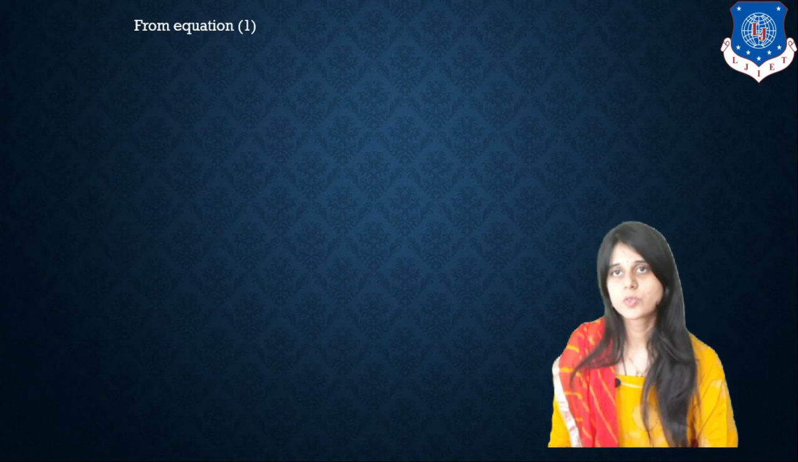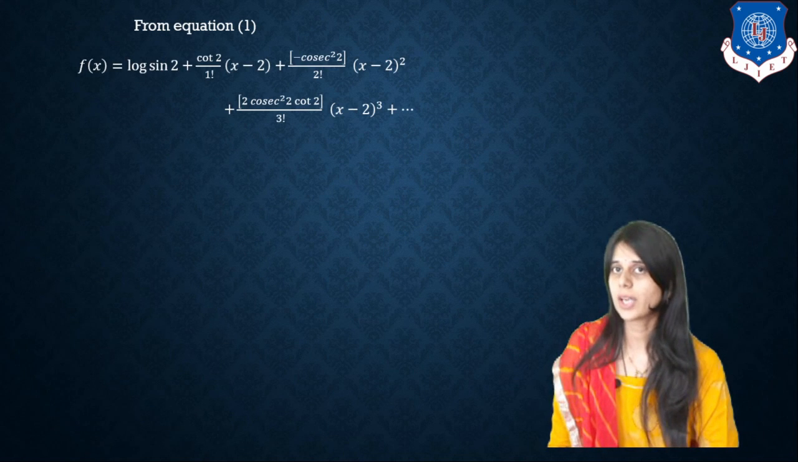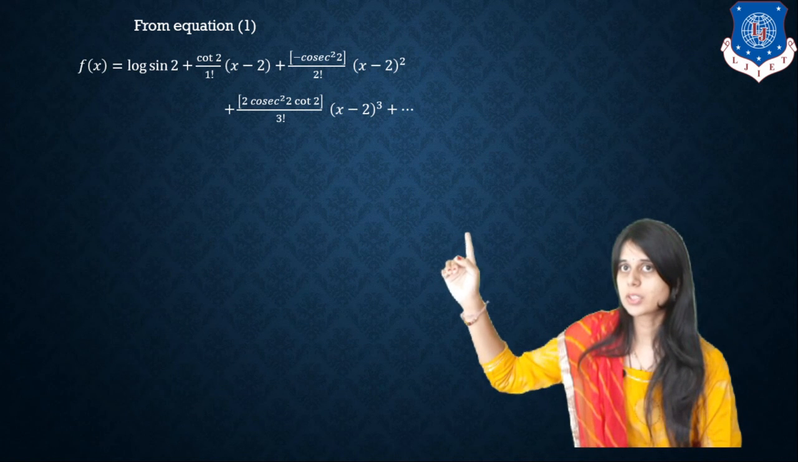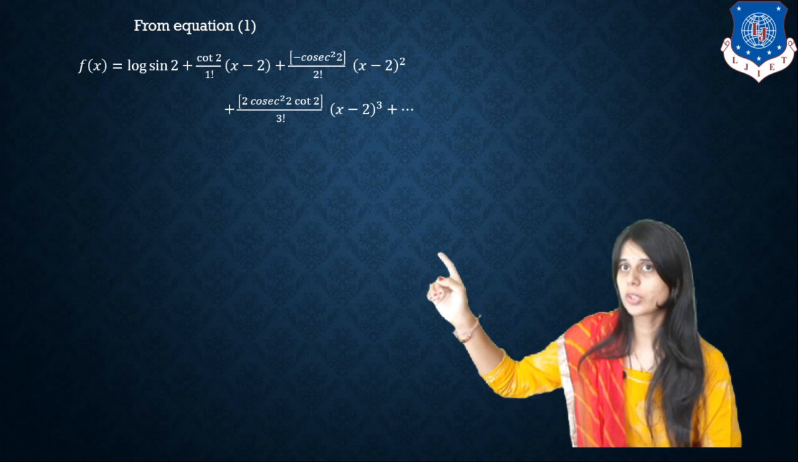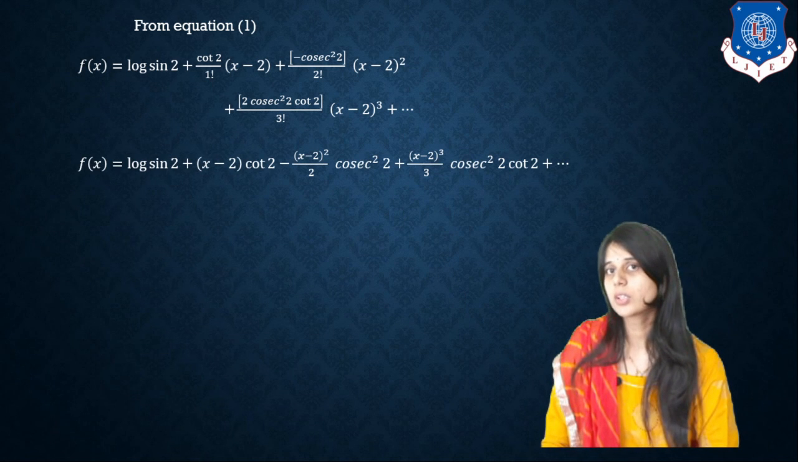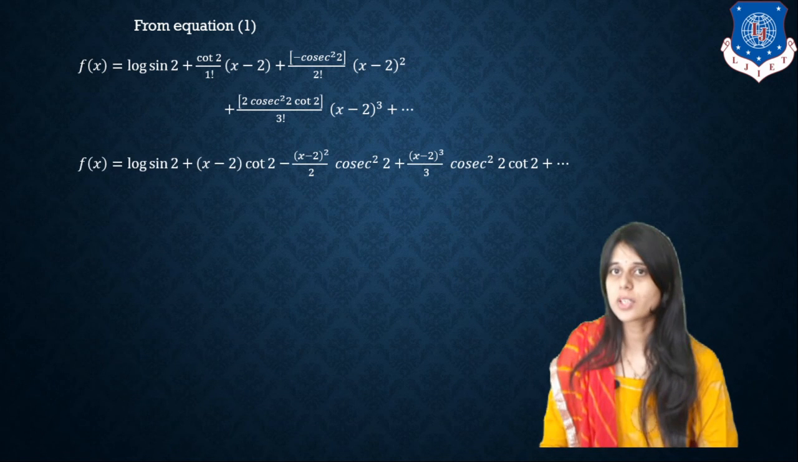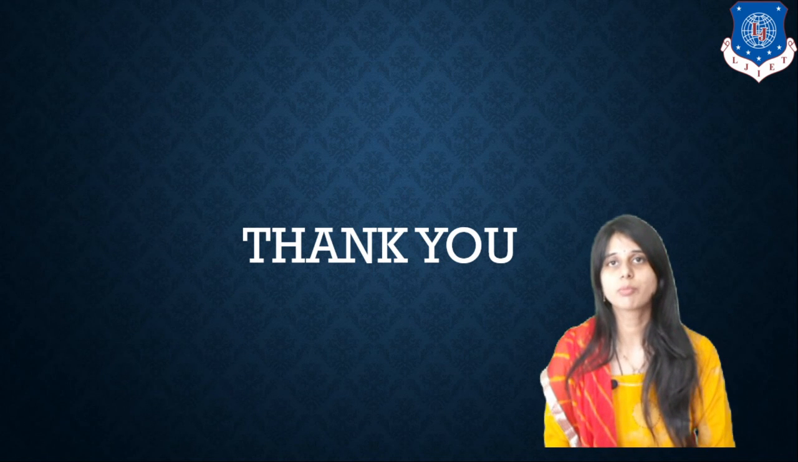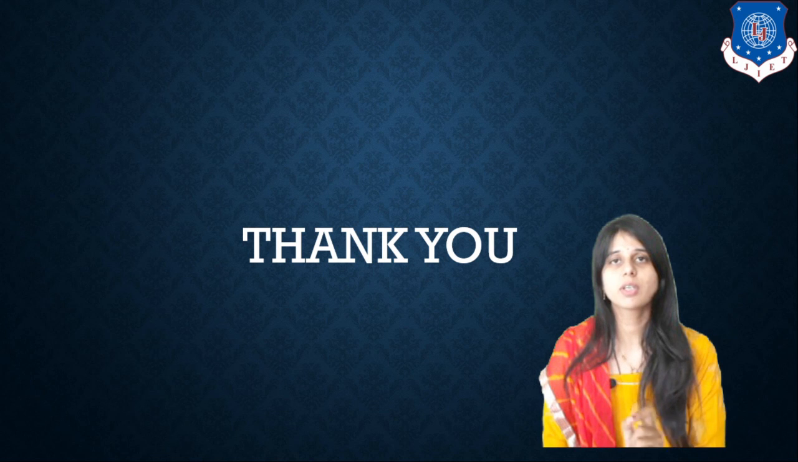So put all the values in the series. We get log sin 2, plus cot 2 upon 1 factorial times x minus 2, plus minus cosec square 2 upon 2 factorial times x minus 2 whole square, and so on. So this is our Taylor series for log sin x in terms of x minus 2. So this is a whole example of the Taylor series, the formation in powers of x minus a.